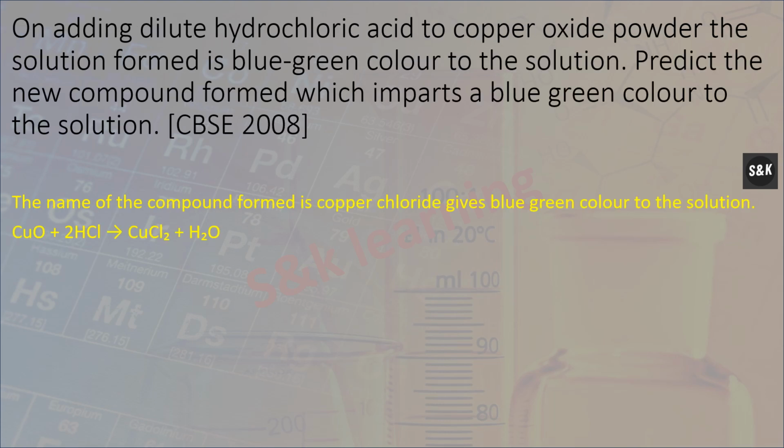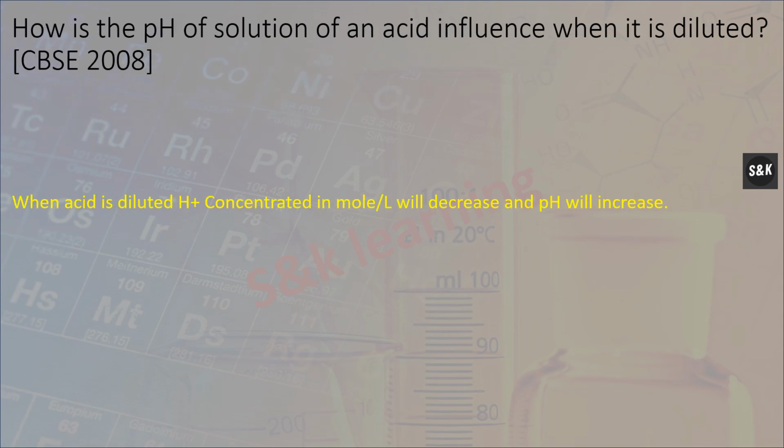On adding dilute hydrochloric acid to copper oxide powder, the solution formed has a blue-green color. Predict the new compound formed which imparts a blue-green color to the solution. The name of the compound formed is copper chloride. It gives the blue-green color to the solution.